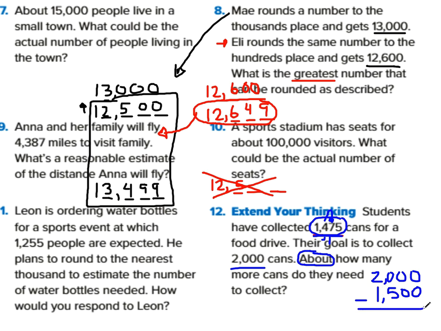And now we can subtract. We can even do this one in our head. 2,000 take away 1,500 is 500. So they would need about 500. Remember, we're not looking for that exact answer because we have that keyword about.